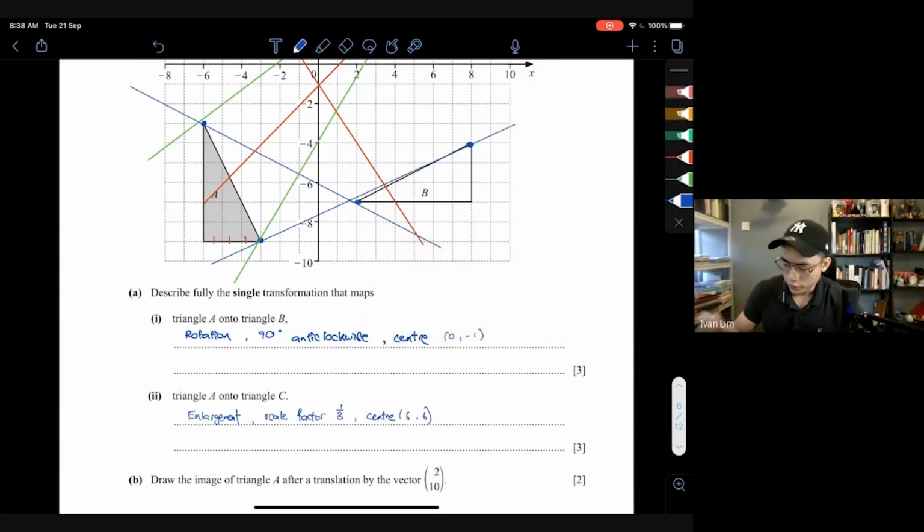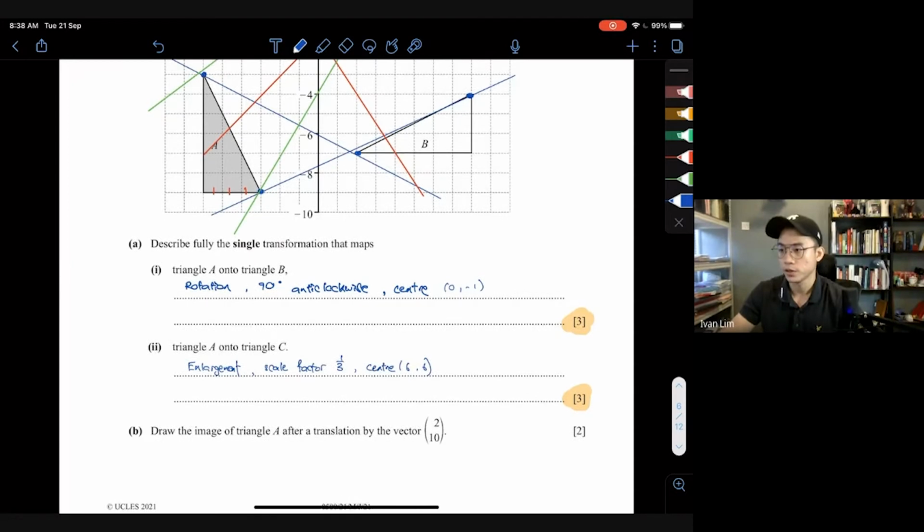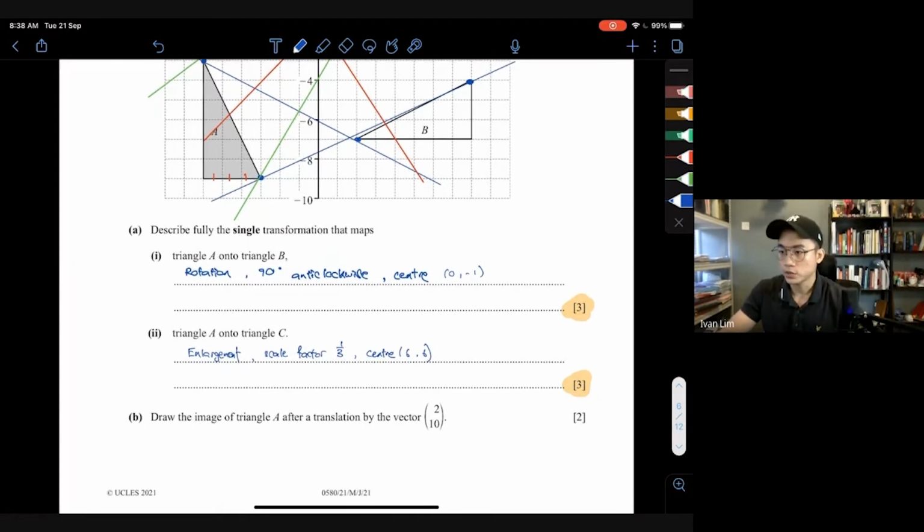So you see here, right? If they give you 3 marks, means you need 3 points. And then the last one, draw the image of triangle A after a translation by the vector (2, 10). Translation will be the easiest one. So literally just every single point moves 2 in x, 10 in y.